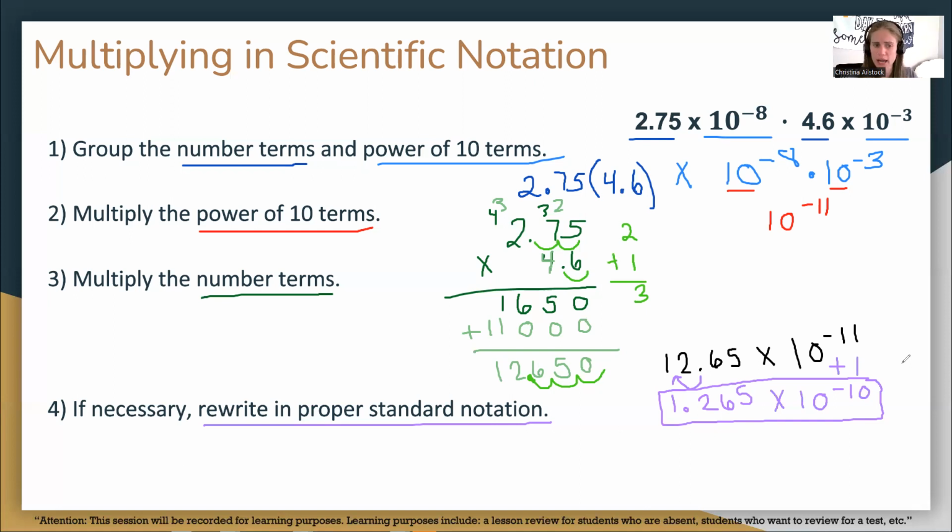To do a quick little recap of our steps, because my paper is full of work, take a deep breath. Hopefully you see that this is easier than all the jumbled work here, because what you need to do is you simply multiply your number terms, multiply your power of 10 terms, put it back together, rewrite if necessary. So we multiplied our decimals here, we multiplied our power of 10 terms here, put it all back together, and we have our solution.